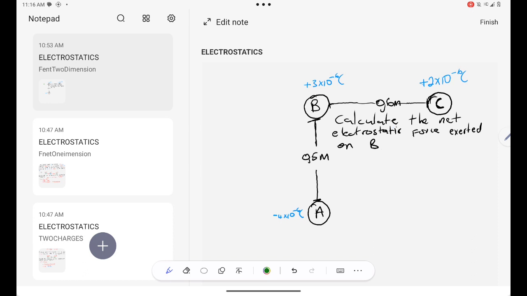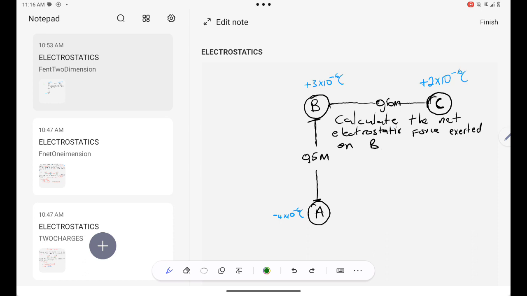In this video, guys, we will be calculating the net electrostatic force exerted by a charge. The only difference right now, as compared to the previous video, is that we are calculating the electrostatic force if the charges are placed in two dimensions. We can see that charges A and B are in a vertical dimension, and charges B and C are in a horizontal dimension. Are you together? I want to calculate the net force exerted on charge B.